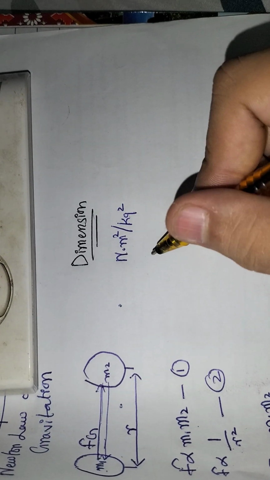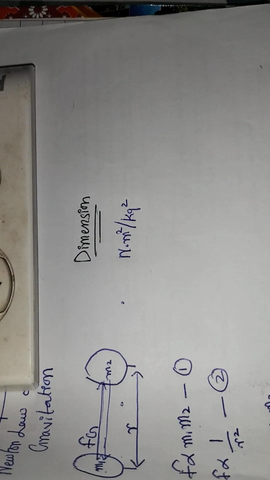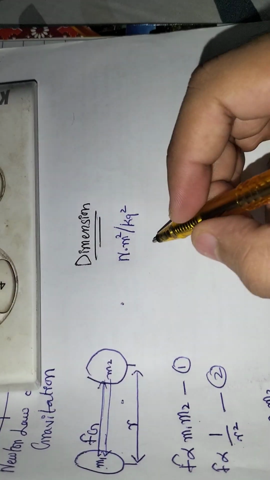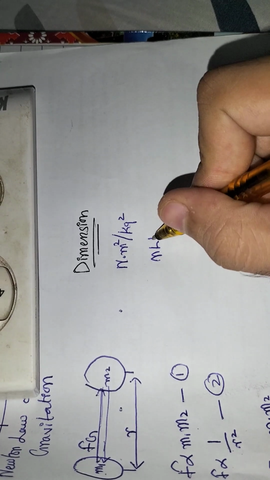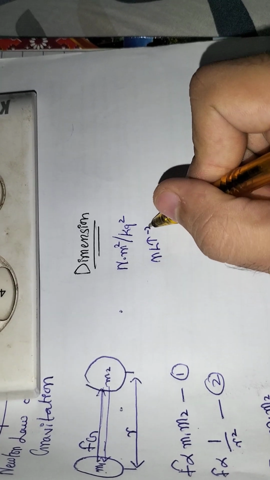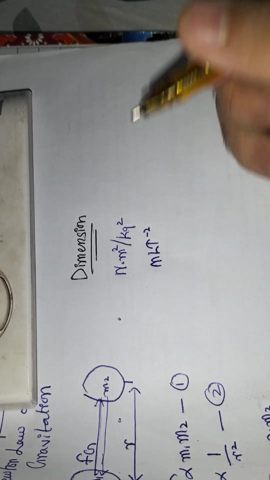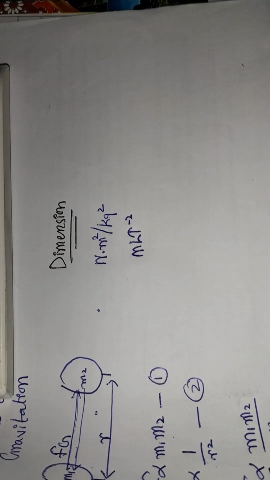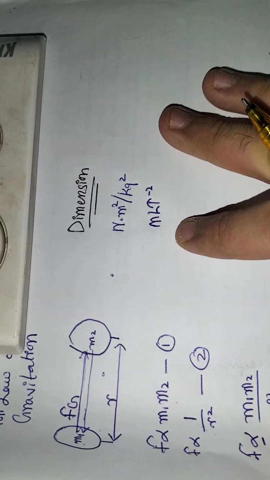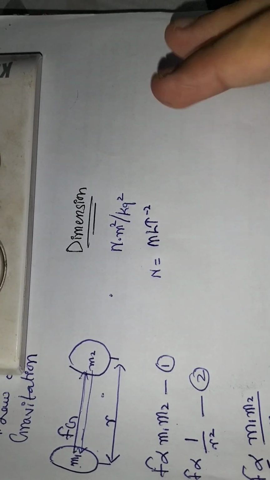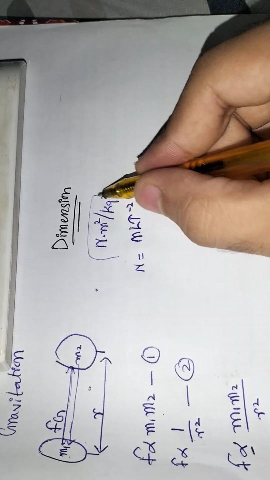So, the dimension for Newton is M L T minus 2. This is the dimension of Newton. Okay, M L T minus 2. Now we will find the dimension of this complete expression.